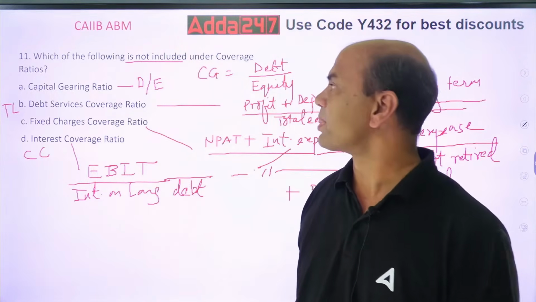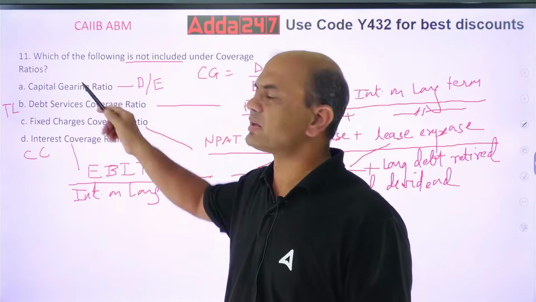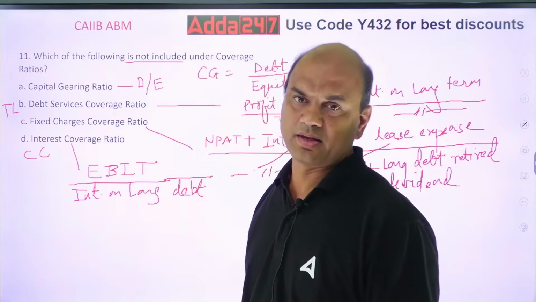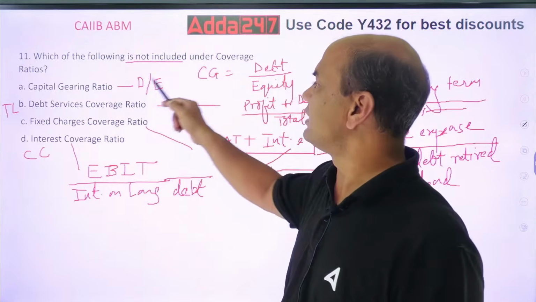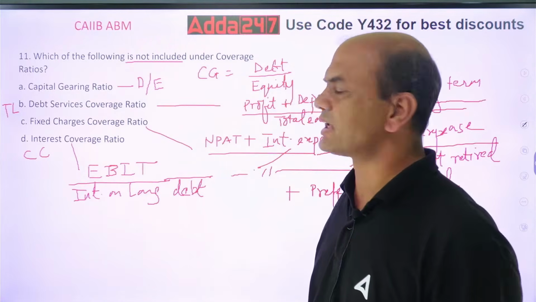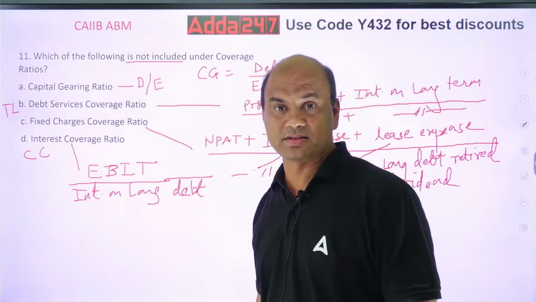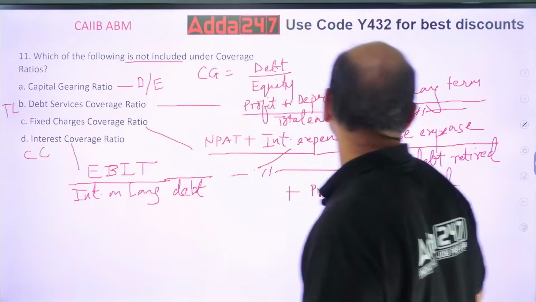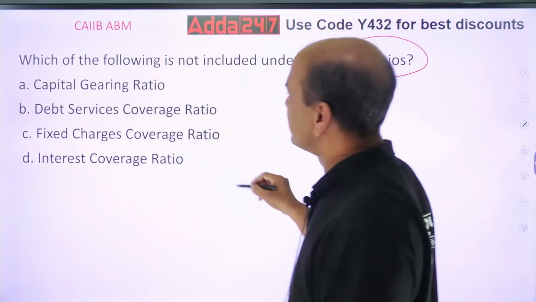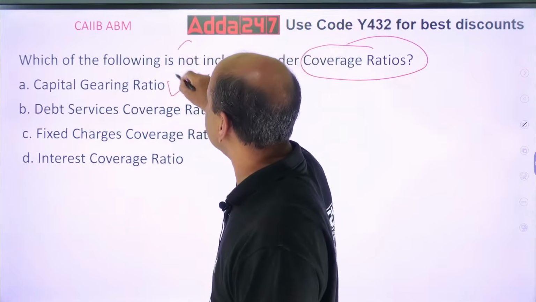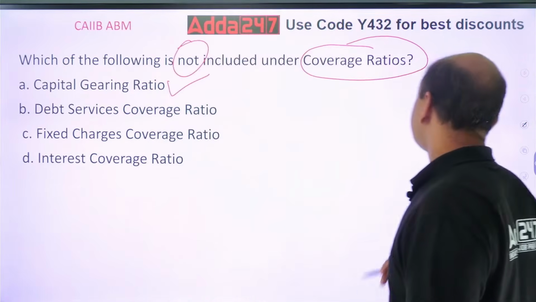Okay. So which of them is not there? So capital gearing ratio. The answer is A. This is not covered in the coverage ratios. So it is capital gearing ratio. A is the answer. Kindly note. The answer is A. Okay. This one is the answer. Not included. Okay. Got it?